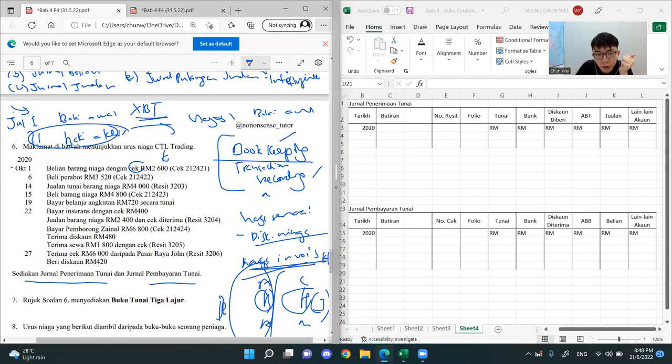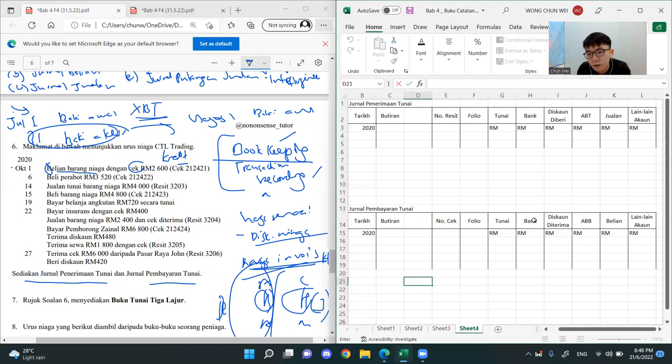If you see secara kredit, then what? It's either jurnal belian or jurnal jualan somewhere there. All right, so here is check, then tunai. So you beli barang niaga dengan check. When you beli barang niaga, you bayar. That's why very simple. The B. Pembayaran, bank. Pembayaran and the belian. You see it? So now you go to pembayaran tunai.